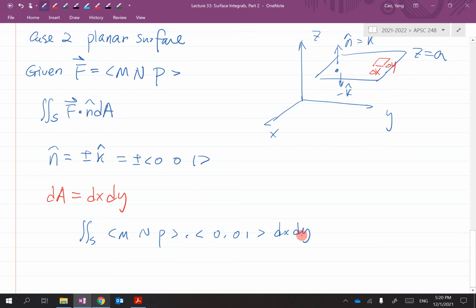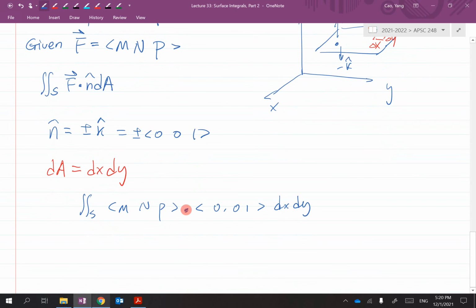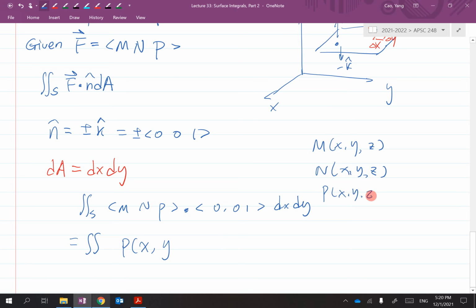So if I just use a positive one, it's 0, 0, 1, meaning I'm calculating flux, upward flux, right? So in the positive z-axis direction. Now this dot product gives you just P times 1, and the rest are 0. Originally, for M, N and P, all three of them are a function of x, y, z.